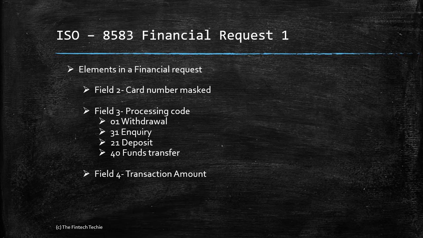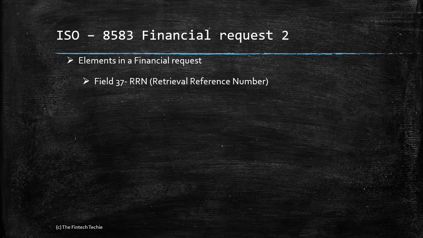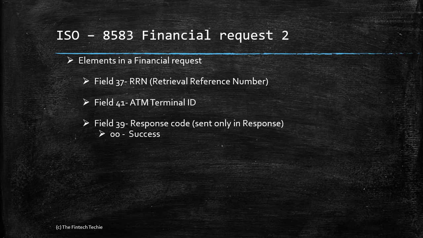Field 4 indicates the transaction amount. Field 49, the transaction currency. Field 7, the date and time. Field 37 is Retrieval Reference Number or RRN. It's a unique number which helps to uniquely identify the transaction. Field 41 is the terminal ID or an ID which is given to the terminal machine.